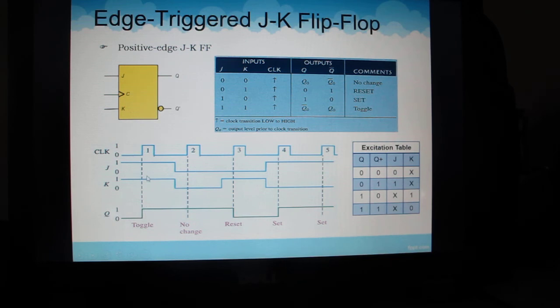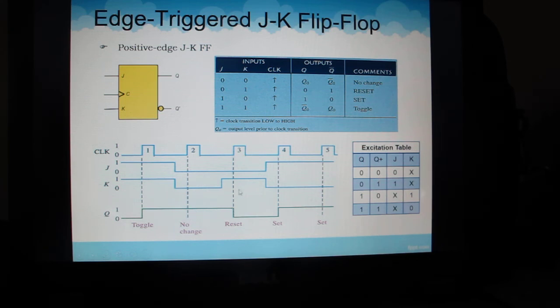For this point, you can see J and K are 1 1, that means toggle. The previous is 0 here, then the toggle will be 1. That is what I mentioned to you: invert the previous output. The previous output is 0, that means here will be 1. The next active, 0 0, no change, that means follow the previous, which will be 1.